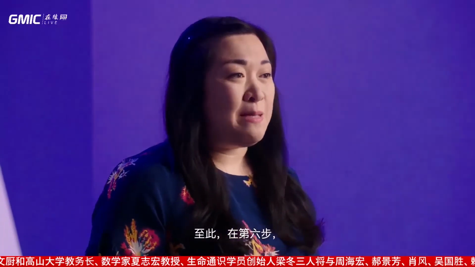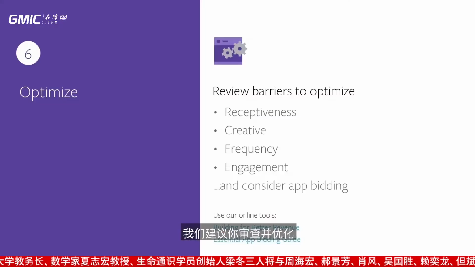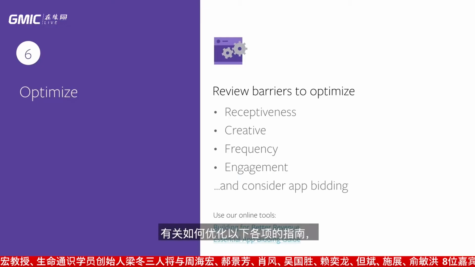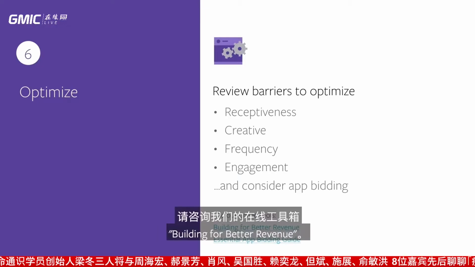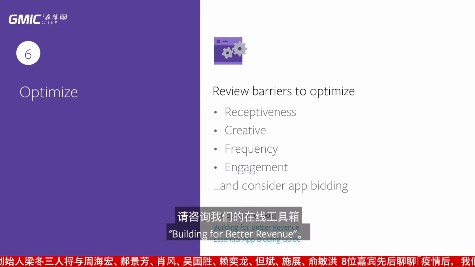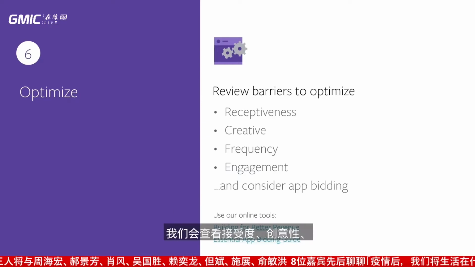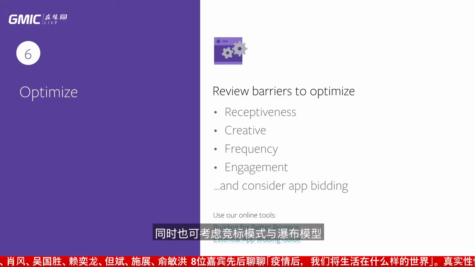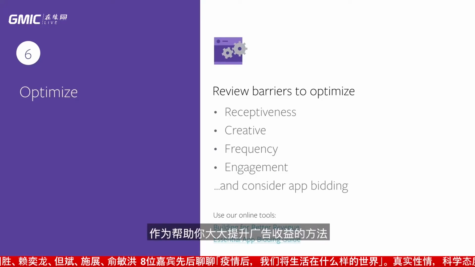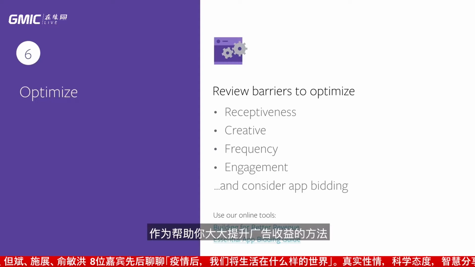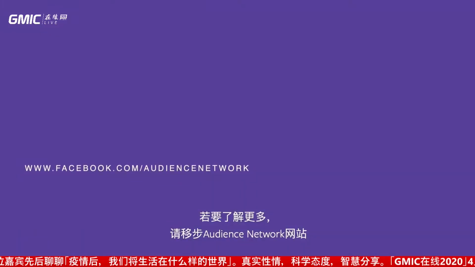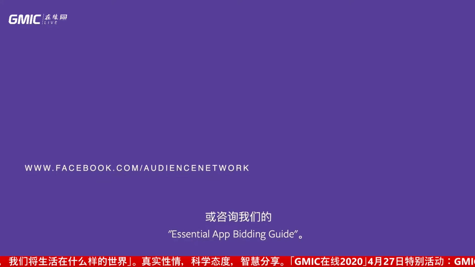At this point in step 6, we suggest you review and optimize the variables of your ad implementation. For guidance on how to optimize each of the below, consult our online toolkit, Building for Better Revenue. We look at receptiveness, creative, frequency, and engagement. Also consider bidding versus waterfall as a way to help maximize your ad revenue and improve your operational efficiency. To learn more, head over to our Audience Network website and have a look at our bidding section or consult our Essential App Bidding Guide.